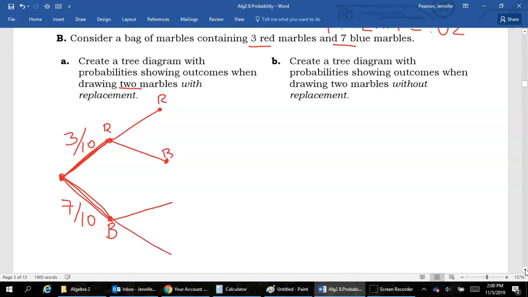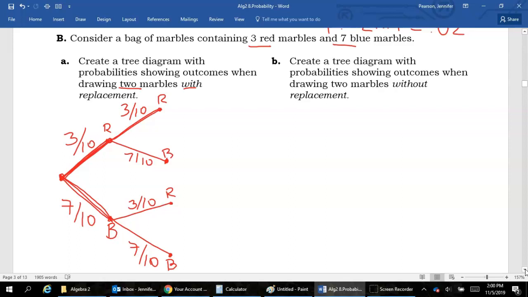And if I drew a blue first, on my second pull, I can again either get a red or a blue. Now these are independent probabilities because I was replacing those. So if I pulled a red the first time, I had a 3 out of 10 chance of doing that. I still have a 3 out of 10 chance. I didn't remove that red, I replaced it. This is an independent setup, so nothing changed. So that means the blue is still 7 out of 10, the red is still 3 out of 10.